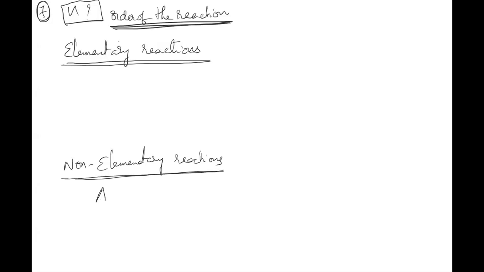What is meant by non-elementary reactions? I'm talking about, let's say, A plus B gives C. If I write the reaction, what do you understand from here? A molecule and B molecule combine and then form C molecules. But in reality, A plus B doesn't give C. A plus B gives an intermediate, which is AB star. This AB star then gives the C molecule. This is the story.